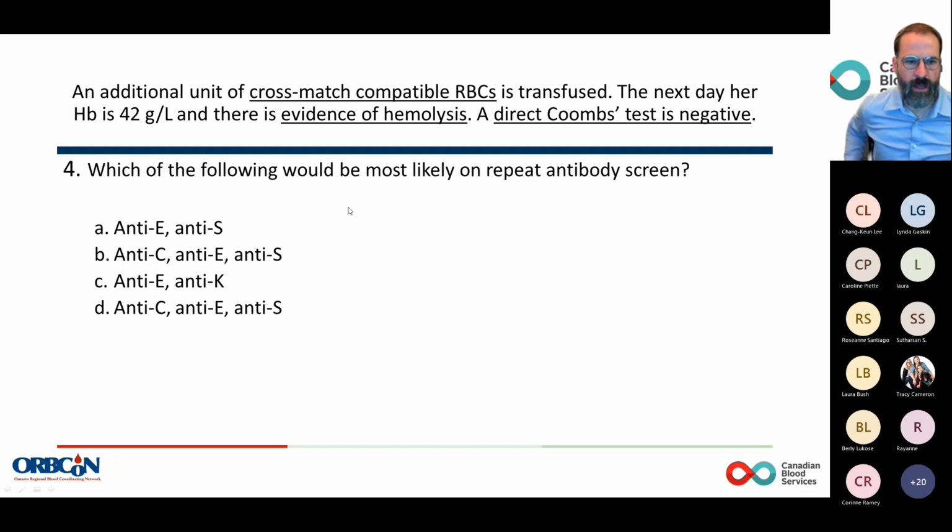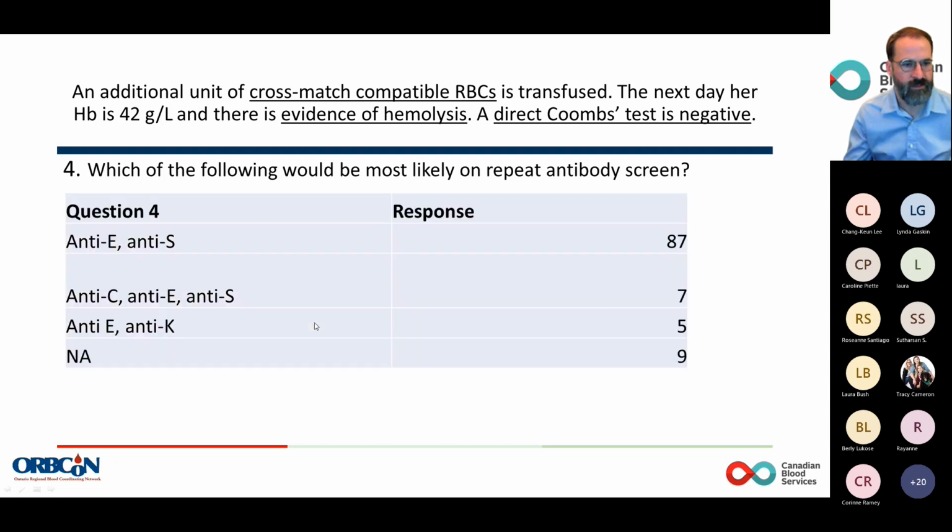The options being an anti-big E and an anti-big S antibody, which is basically what we were seeing before she was transfused a third time. Development of a new anti-big C, along with the anti-big E and the anti-S. An anti-big E and an anti-K now, or an anti-big C and anti-big E and an anti-S as well. Two answers are the same there. So in terms of responses, most people expecting to have the same results as previously. A few people expecting some changes with either a big C appearing or a big K appearing.